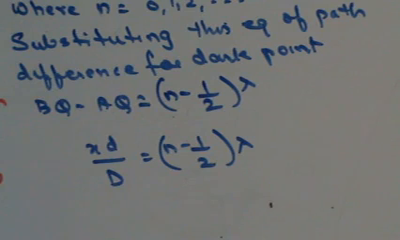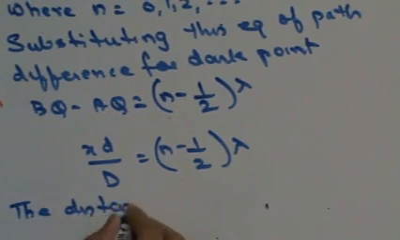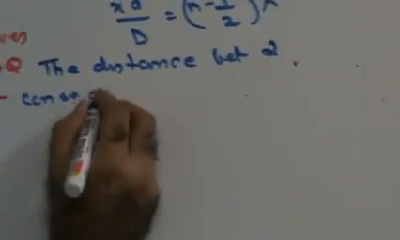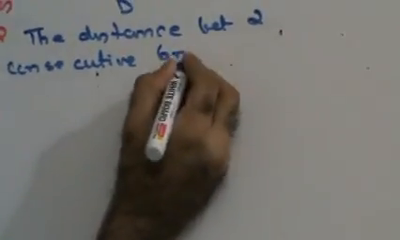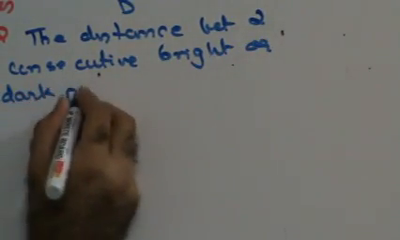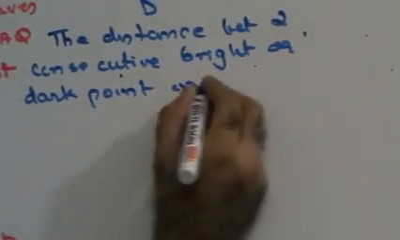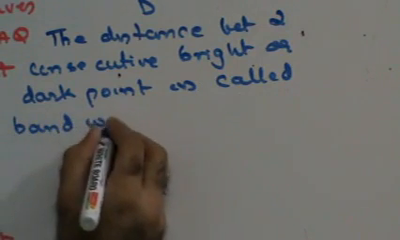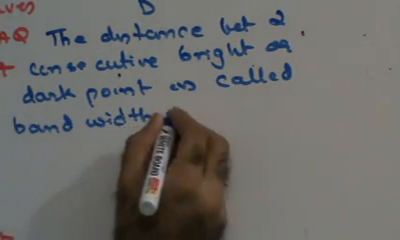Now the distance between two consecutive bright or dark points is called bandwidth or fringe width.